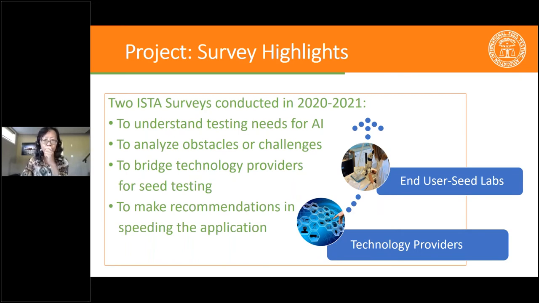So we try to understand, from the end user perspective, what challenges they are facing and what they need. And also we try to understand from the technology provider what obstacles they are facing and what potential they see. From the survey information provided, we can analyze potential challenges and bridges, as an organization or as a technology process, so we can speed up the application.